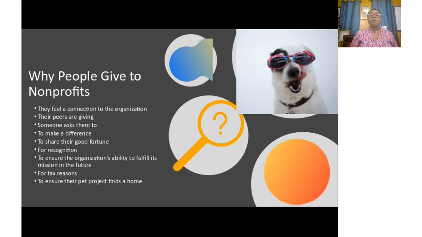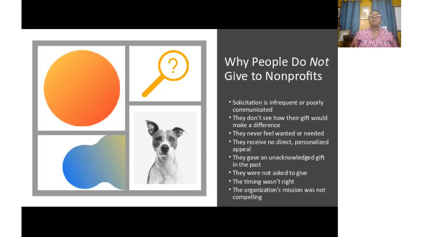And there's some reasons why people don't give. So why don't people give? The solicitation is infrequent or poorly communicated. They don't see how their gift would make a difference. They never feel wanted or needed. They receive no direct personalized appeal. They gave an unacknowledged gift in the past. That means someone did not say thank you. They were not asked to give. The timing wasn't right, or the organization's mission was just not compelling. And if you remember, we talked about trusteeship and the board developing that mission. So that mission is very important. Board members should understand the reason why people don't give.